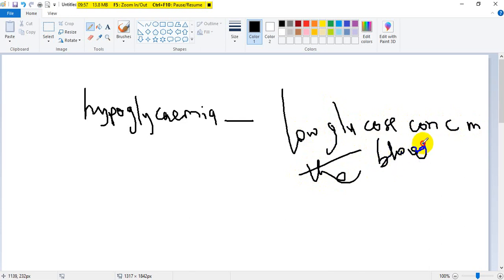The opposite is hyperglycemia. That's high glucose concentration in the blood, hyperglycemia.